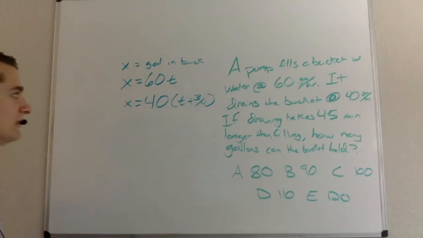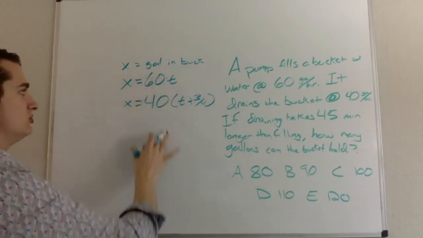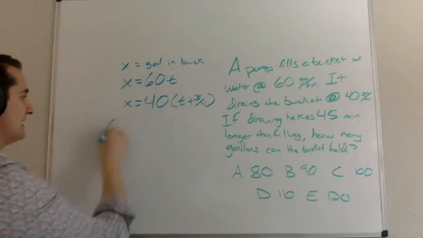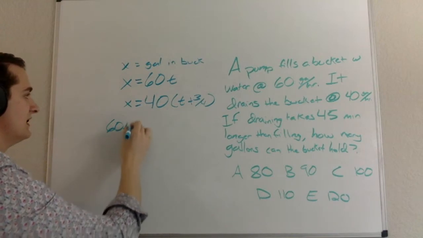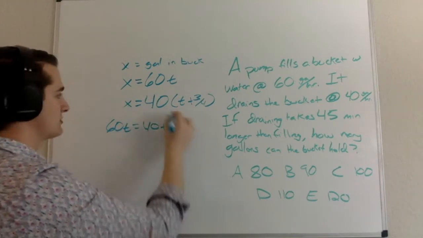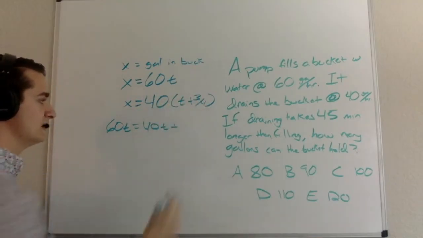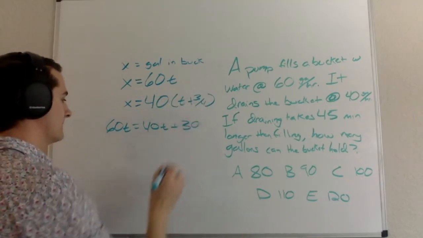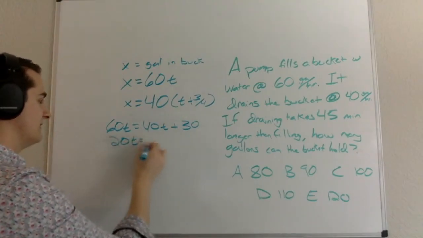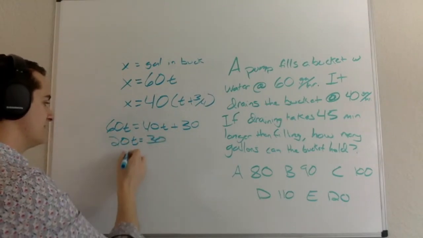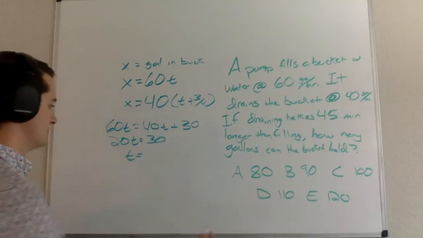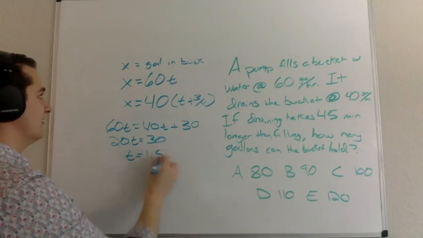Well, what I can do here now is that I have two equations, and I can set these two equal to each other. And I can say that 60t is going to be equal to 40t plus 3/4 of 40, which is going to be 30. From here, I know that 20t is equal to 30. T is equal to 30 over 20, which is 3 over 2, which is 1.5.